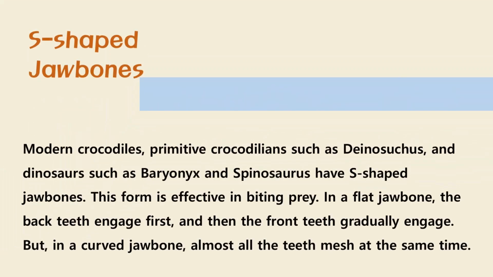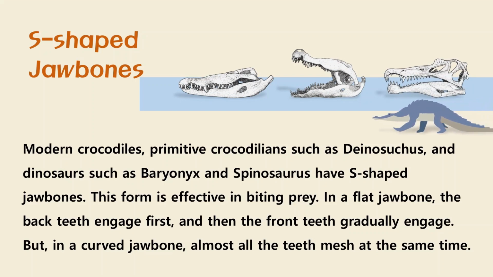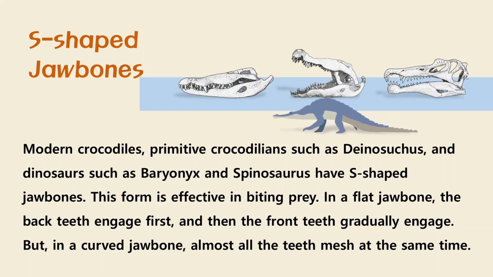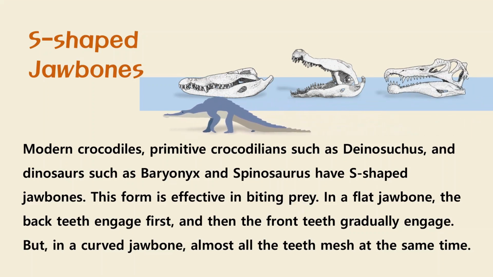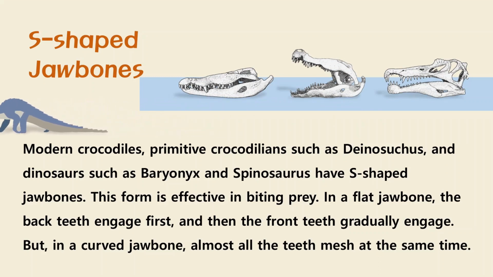S-shaped jawbones. Modern crocodiles, primitive crocodilians such as Deinosuchus, and dinosaurs such as Baryonyx and Spinosaurus have S-shaped jawbones. This form is effective in biting prey. In a flat jawbone, the back teeth engage first, and then the front teeth gradually engage. But in a curved jawbone, almost all the teeth mesh at the same time.